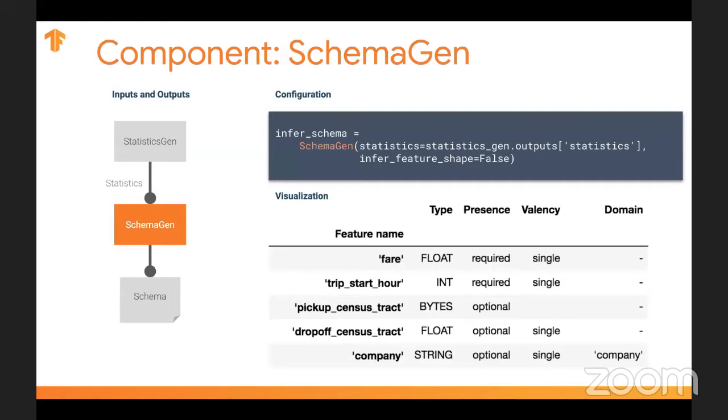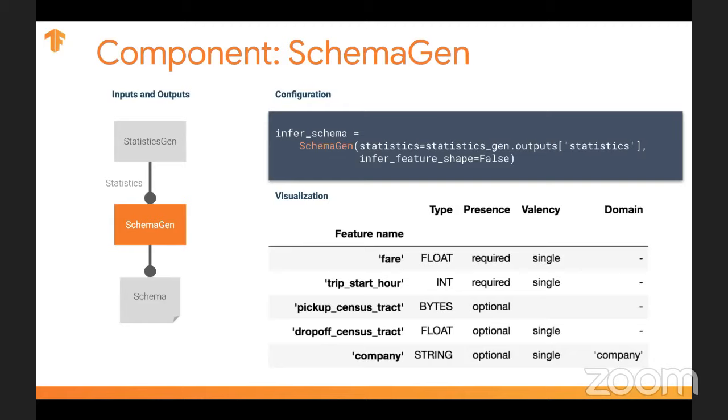The next component is schema gen. And schema gen is kind of interesting. It takes the results from statistics gen and it infers the types of your features, including for things like categorical features. What are the valid values? What are the valid categories in that feature? And things like, is it a required feature or optional?